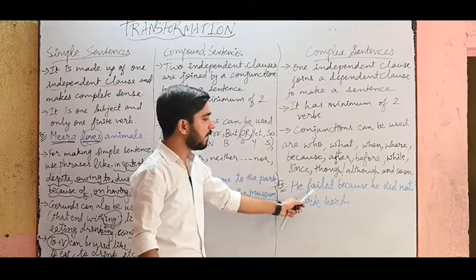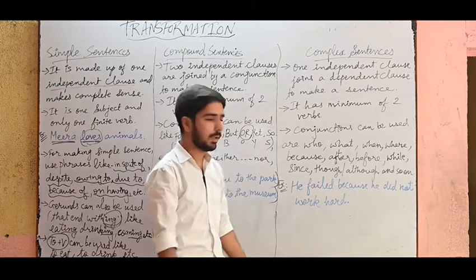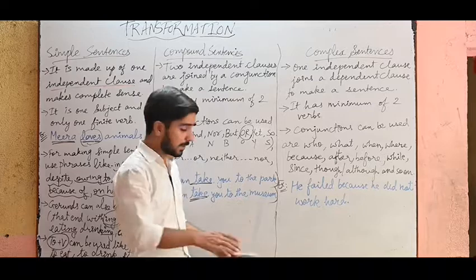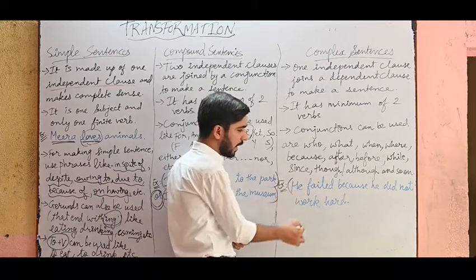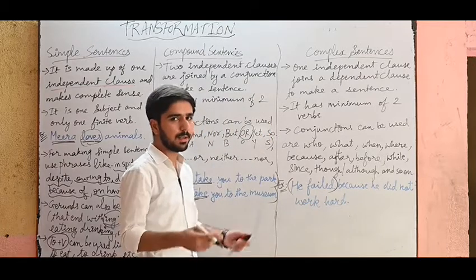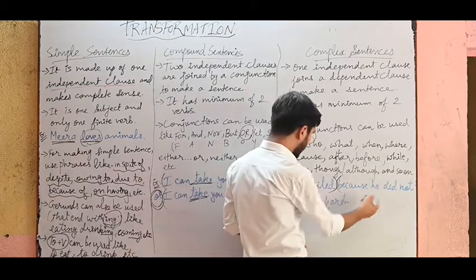Example: He failed because he did not work hard. Right? The reason is given. Why did he fail? Because he did not work hard. Now, if I want to divide it into two parts, like I did over here, let's divide this sentence into two parts. "He failed." Complete. If I put a full stop, is it complete? The sentence is complete. Yes, he failed. Why? Because he did not work hard.